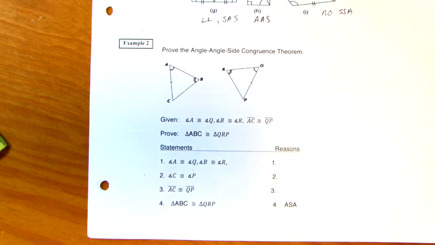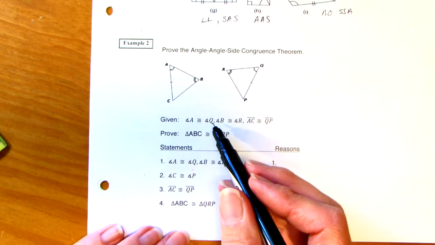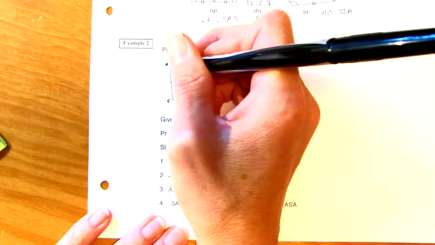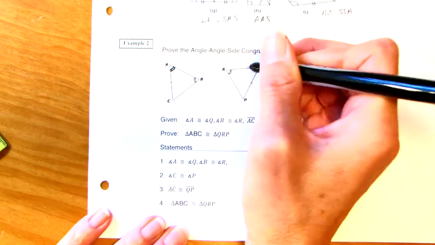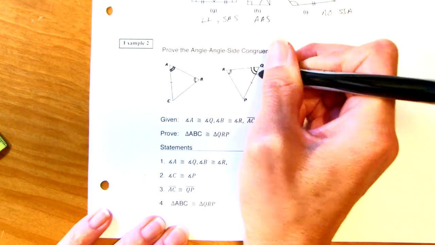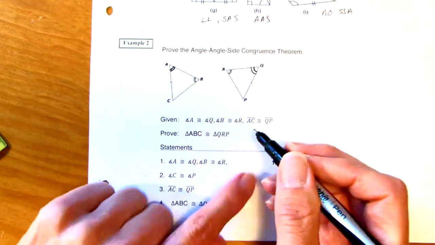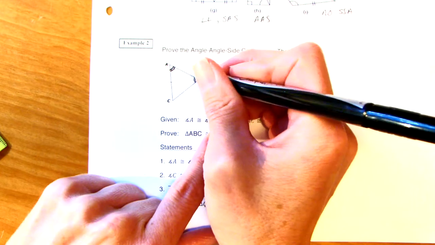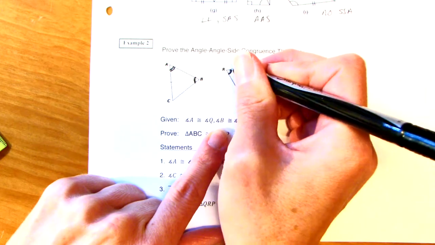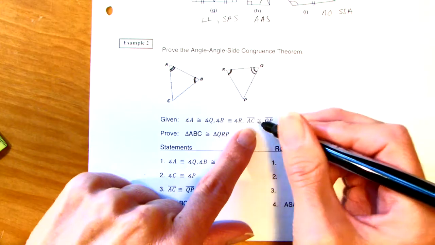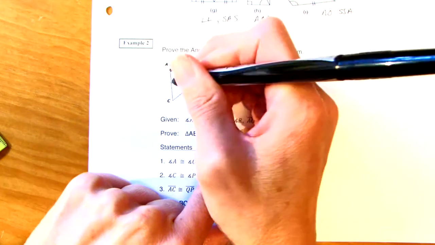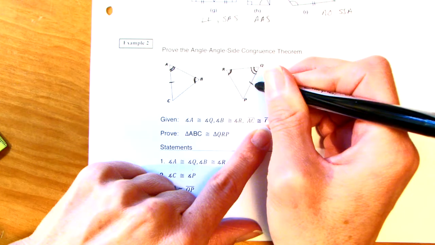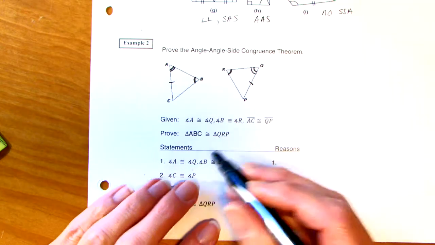Okay, here we go. Given, angle A is congruent to angle Q. Alright, so in the picture we have two arcs here. And so I'm going to put two arcs there. And then B is congruent to R. Let's put one arc there, one arc there. And then AC, that's this segment, is congruent to QP. Prove that they're congruent.